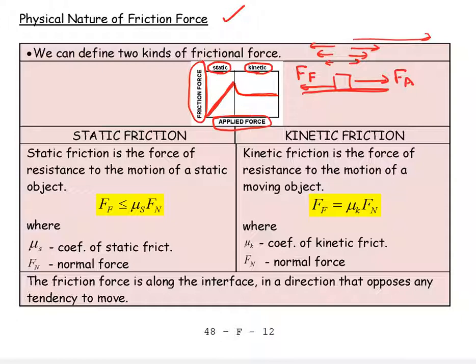We can talk about static friction, and we can say static friction is the force of resistance to the motion of a static object, and we say that the force of friction is less than or equal to a constant times the normal force. That's interesting. It's the normal force. And the reason why we talk about the normal force rather than the weight is because it really represents the degree of enmeshment between these two surfaces.